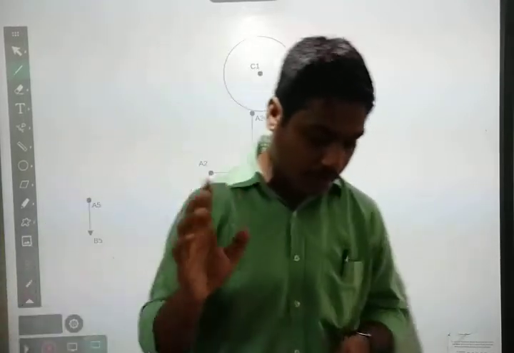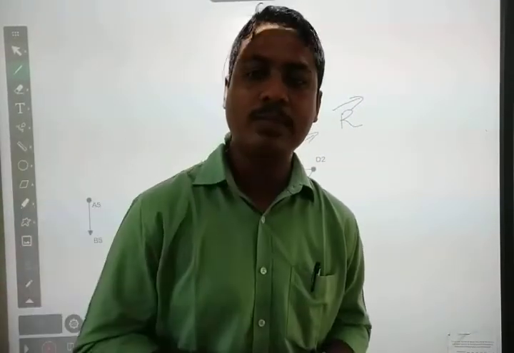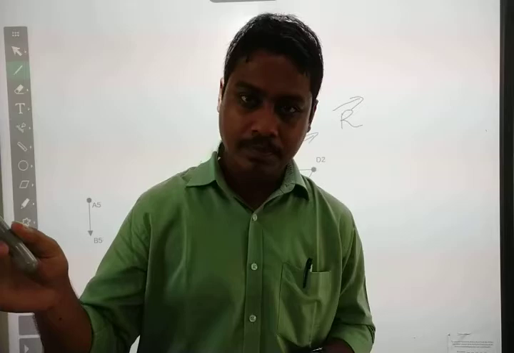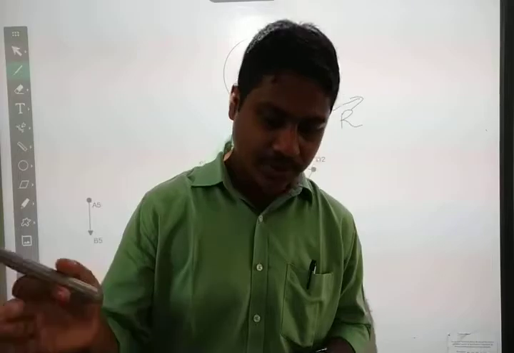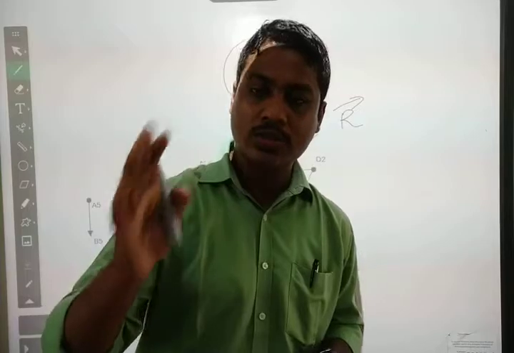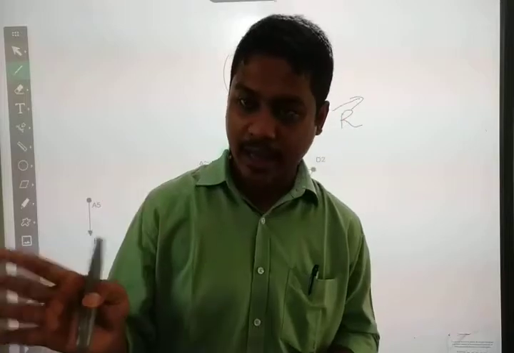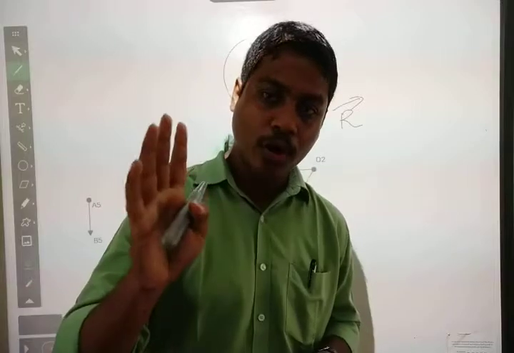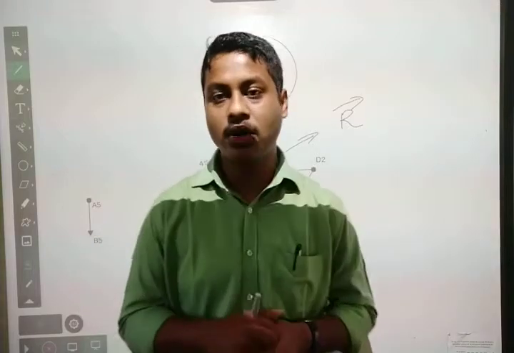So for the first question, you have to write: find the apparent weight of a person standing on a weighing machine placed in a lift, when the lift is, number 1, moving upward or downwards with constant velocity. Number 2, moving upwards with an acceleration a. Number 3, moving downwards with an acceleration a. And number 4, falling freely. And we have to define what is weightlessness. So this is your question.